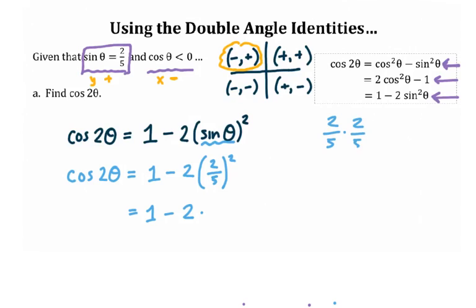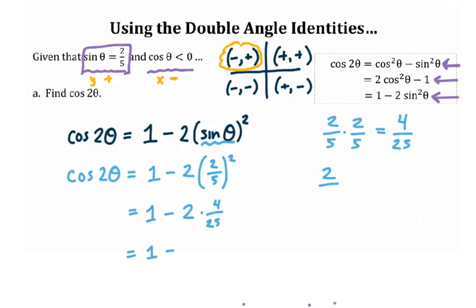So 2/5 squared should be giving us back, let's see, 2 times 2 would be 4. 5 times 5 would be 25. So that should be giving us back 4/25. So again, just following order of operations. Next, we'll go ahead and take 2 times 4/25.